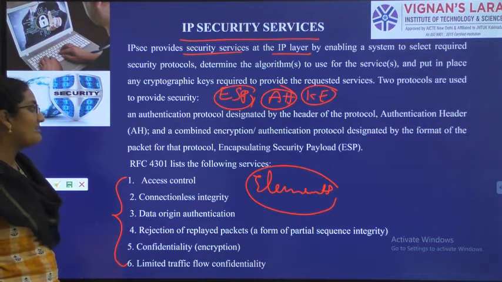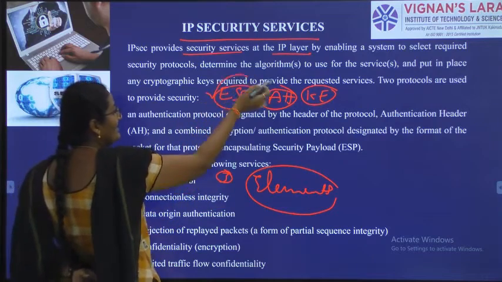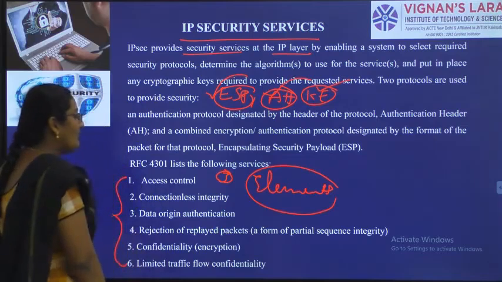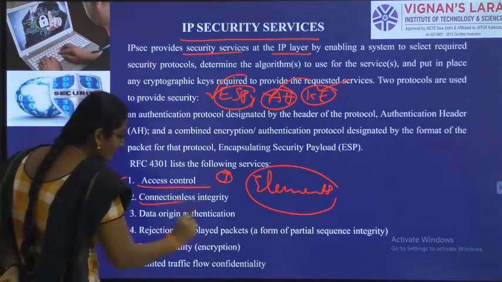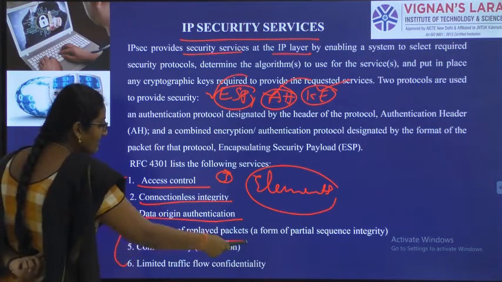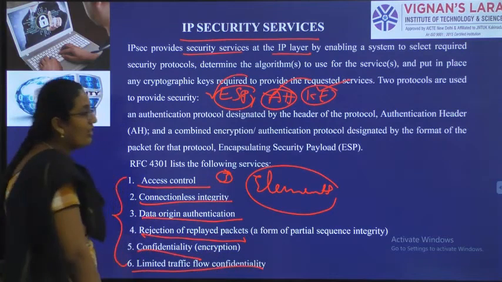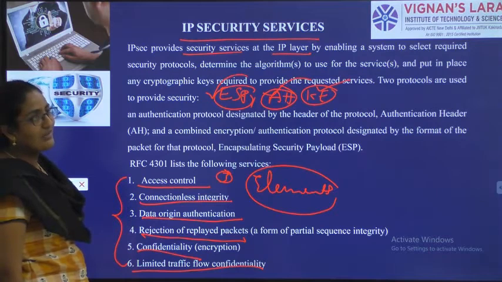How can it provide these services? Because it has three elements. The three elements are nothing but encapsulating security payload, authentication header and key exchange. With the help of these, what services is it going to provide? Access control, connectionless integrity, data origin authentication, rejection of replayed packets, confidentiality, limited traffic flow confidentiality. In unit 1 we have already discussed what the security services are.